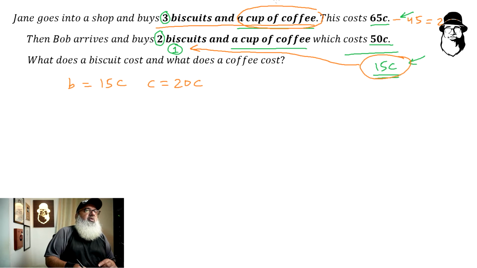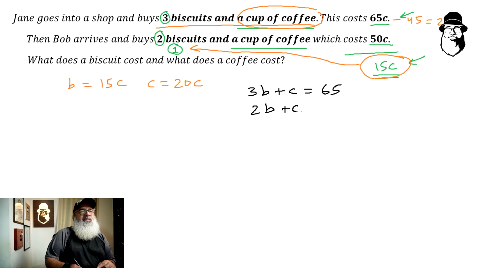Now, when we do this, actually we have solved the equations. If I say 3b plus c is equal to 65 and 2b plus c is equal to 50, here b means the cost of 1 biscuit and c means the cost of 1 coffee. Now if we solve it like this, it's called a simultaneous equation.